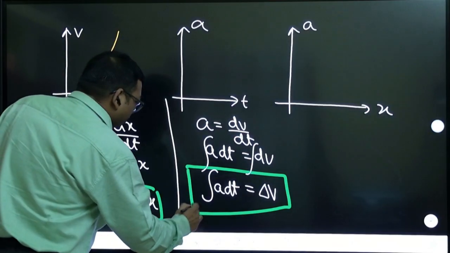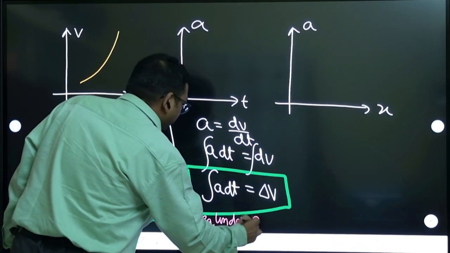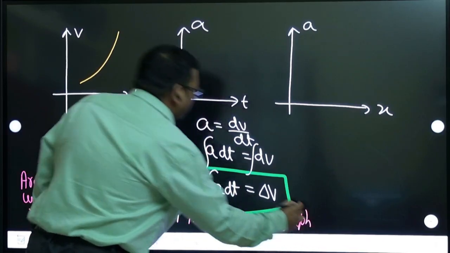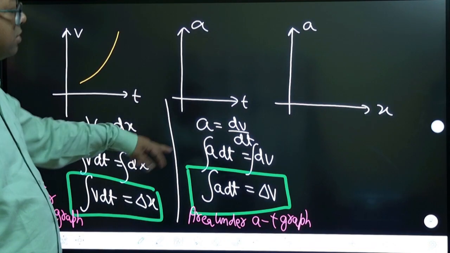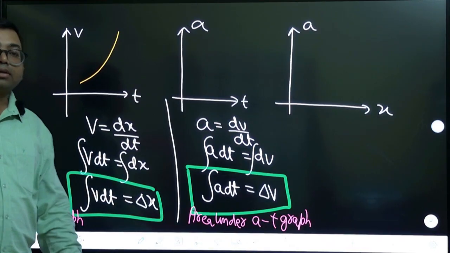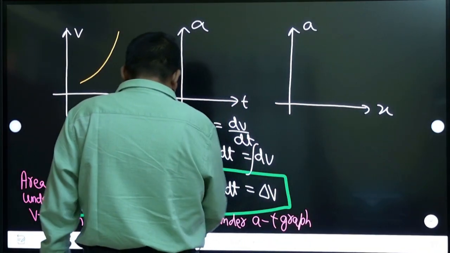This is the area under the acceleration time graph, the AT graph. Area under acceleration time graphs gives us what? Change in velocity. Area under velocity time graphs gives us what? Displacement. Now coming to this one.